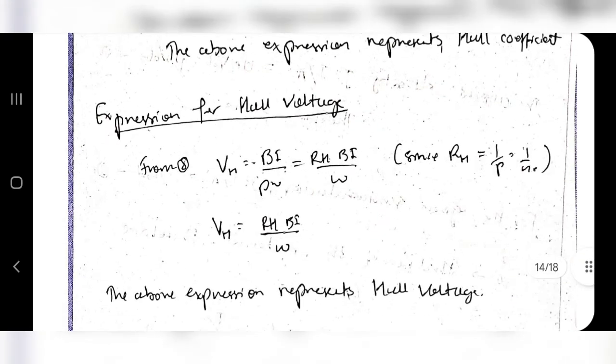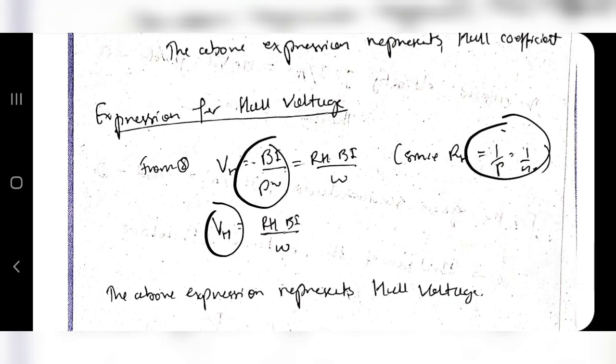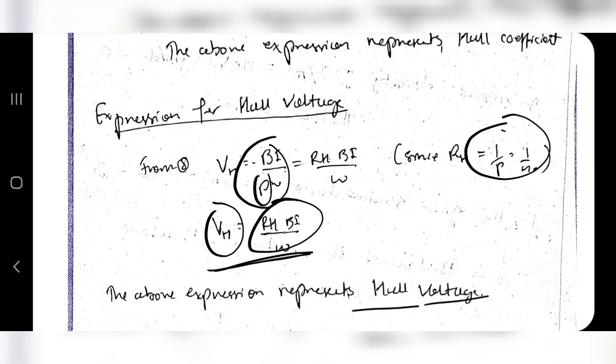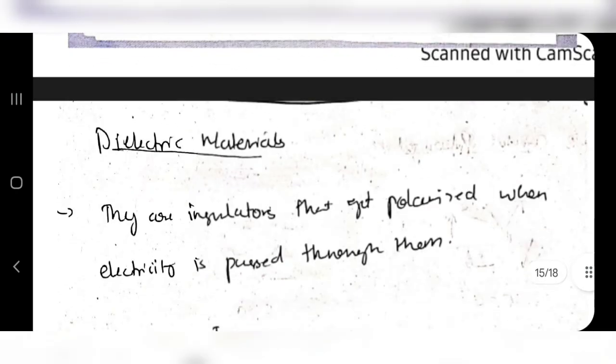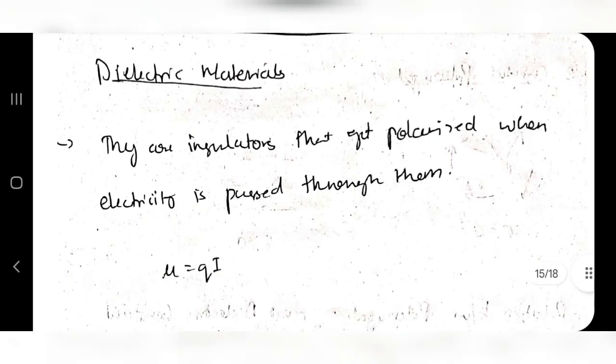Expression for Hall voltage, this is the expression for Hall voltage. After we get this one, RH is equal to 1 by P into NE. At that time we can substitute that in this formula as the P value here. When you substitute that in the P value here, we'll get this equation. This expression represents the Hall voltage. So those were the important derivations in the physics of semiconductors.